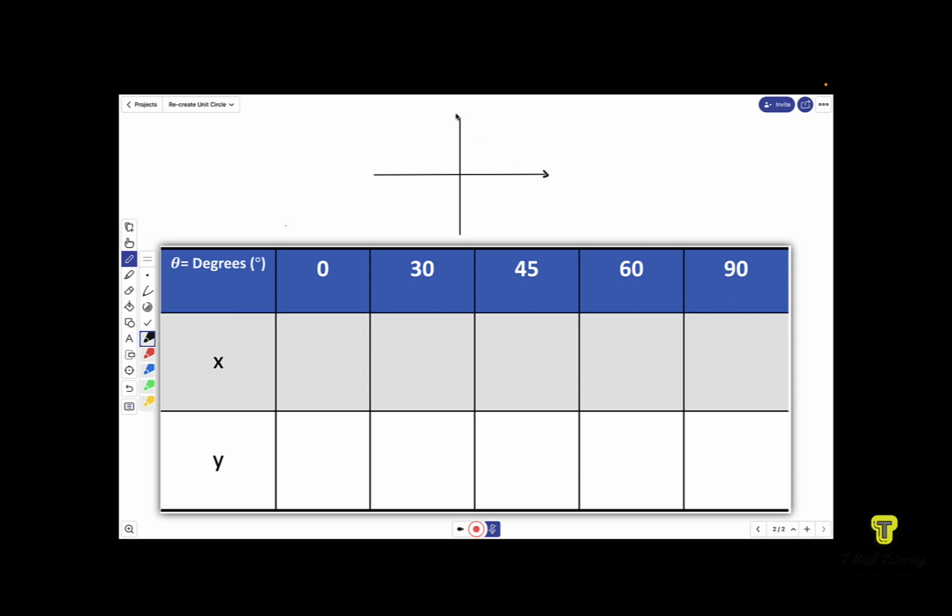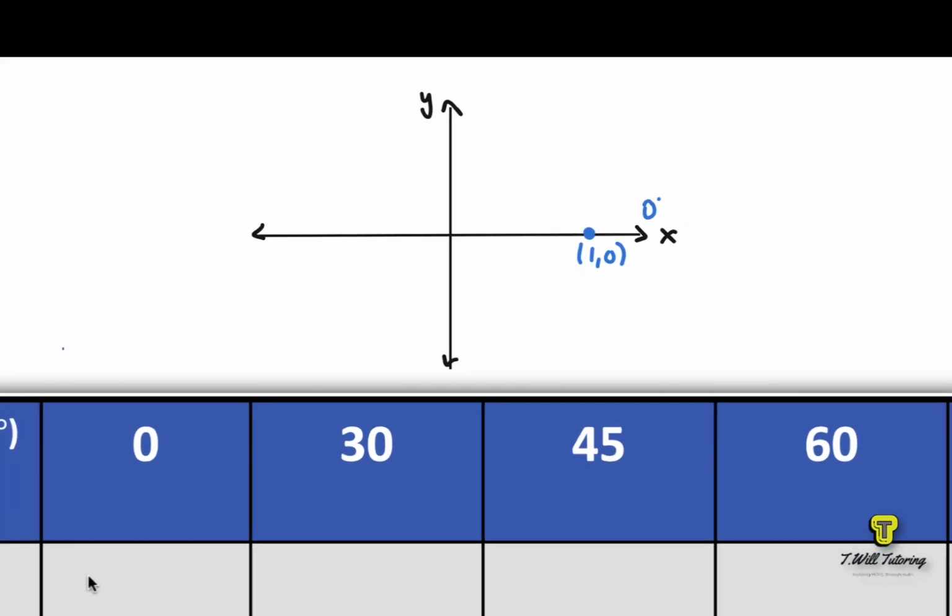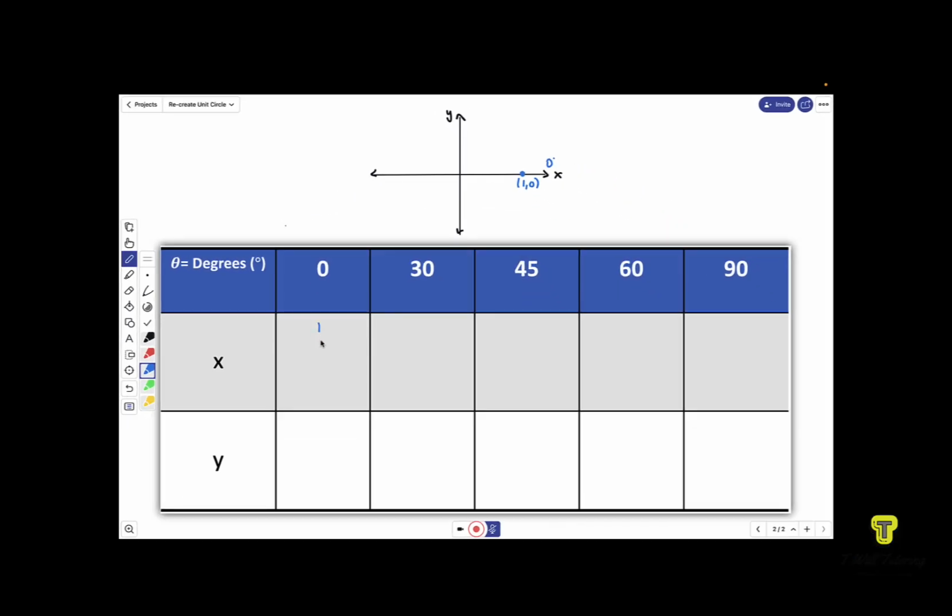So if I'm at 0 degrees, then that would mean I'm starting on the x-axis. So technically I'll just put a dot here and I'll say I'm here. So at this dot, I'm at (1, 0). All right. So when I'm at 0 degrees, because that's 0 degrees right here, I'm at (1, 0). So I know that the x value here should be 1, and my y value is going to be 0.